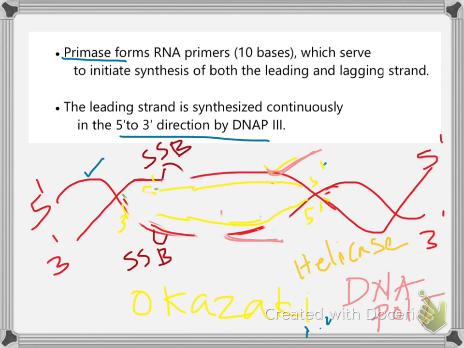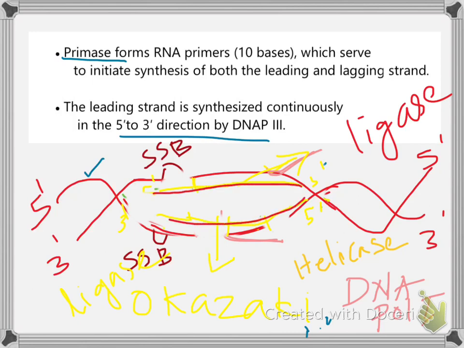So we get strands like this. This is the lagging strand and this is the leading strand. And the gap formed in this lagging strand is sealed by the enzyme DNA ligase. So all the nicks are sealed and we get 2 new strands of DNA.